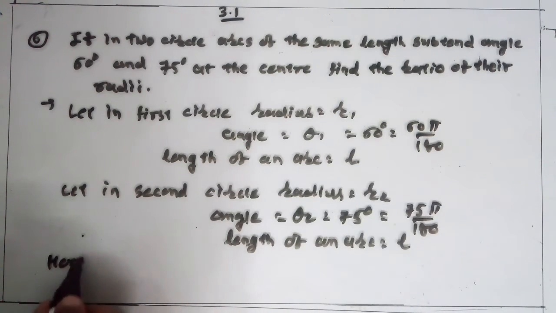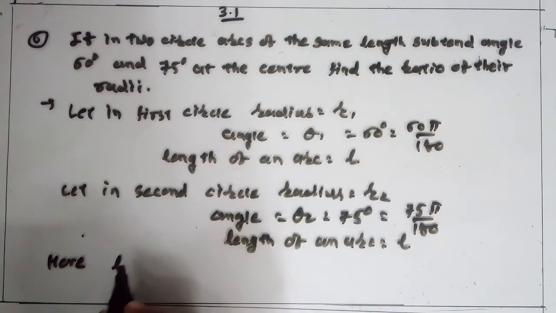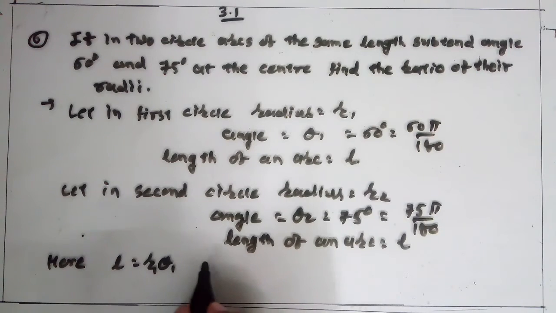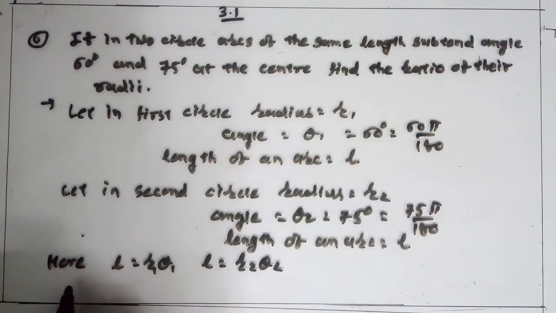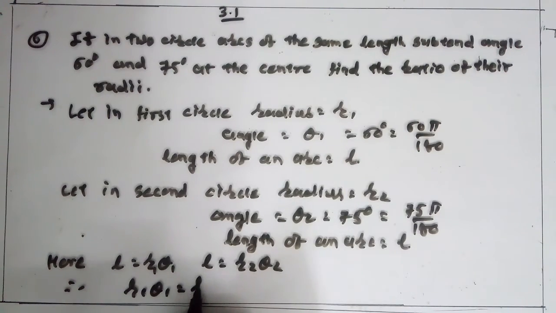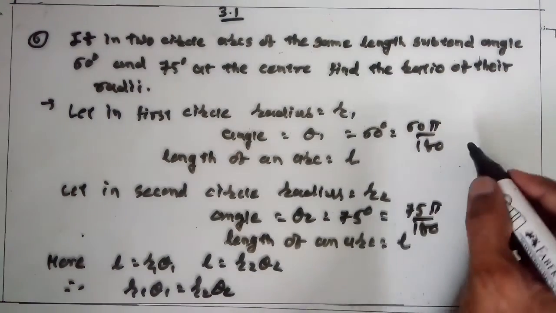Here, given that the length of arc is equal to R theta. Here for the first circle, L is equal to R1 theta 1, and for the second circle, L is equal to R2 theta 2. Both are equal, so R1 theta 1 is equal to R2 theta 2. Clear?